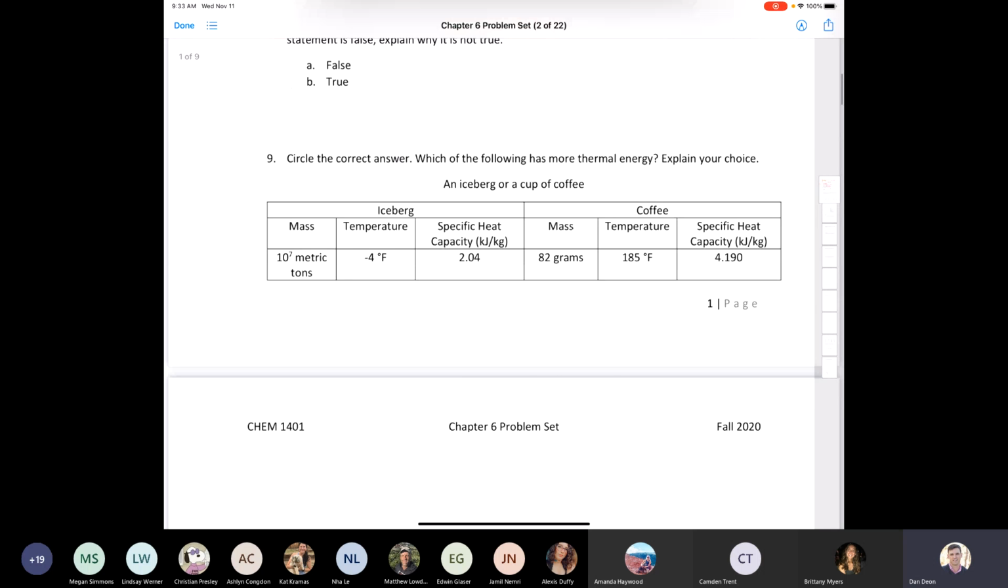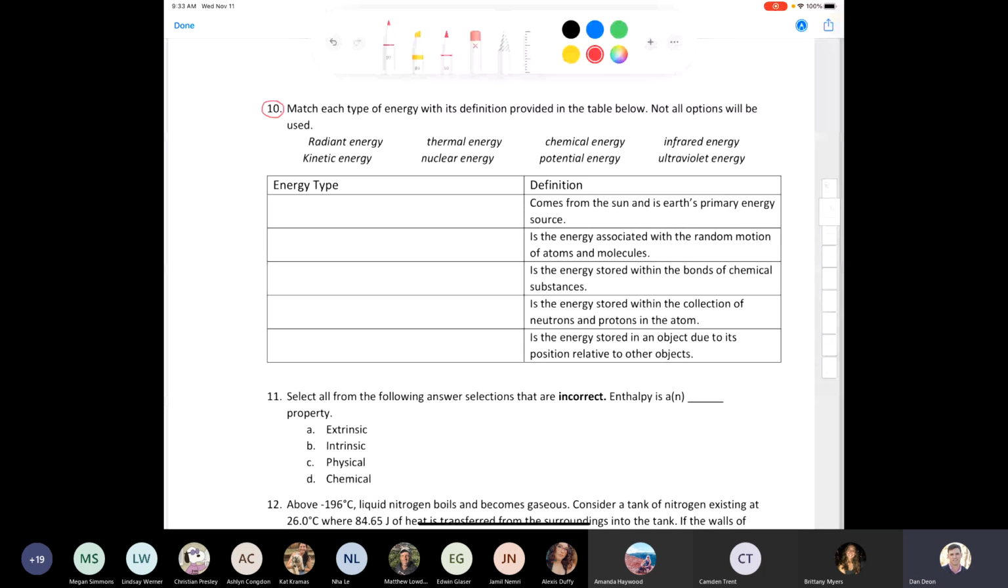So this comes right back to the beginning of chapter 6 when we discussed the different types of energy. We said thermodynamics is the study of the interconversion between heat and different forms of energy. And thermochemistry, of course, is the study of the heat associated with chemical reactions. But before we can get into thermodynamics, we need to know what the different types of energy are. The first one is energy that comes from the sun. That would be radiant energy, right?